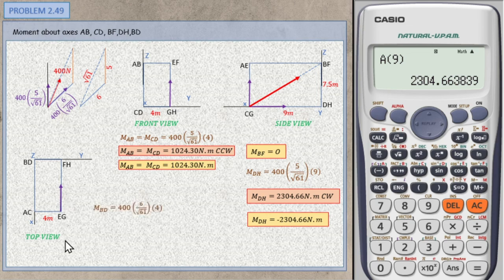So we can now get our moment at BD. I already stored our x component at B, multiplied by its perpendicular distance of 4 meters. And the answer is 1229.15 in counterclockwise direction. Since I assume here counterclockwise positive, and this is rotating in counterclockwise, it gives me a positive answer. Therefore, based on the right-hand rule, counterclockwise is positive, so 1229.15 newton meter in positive direction. So this is our problem 2.49.